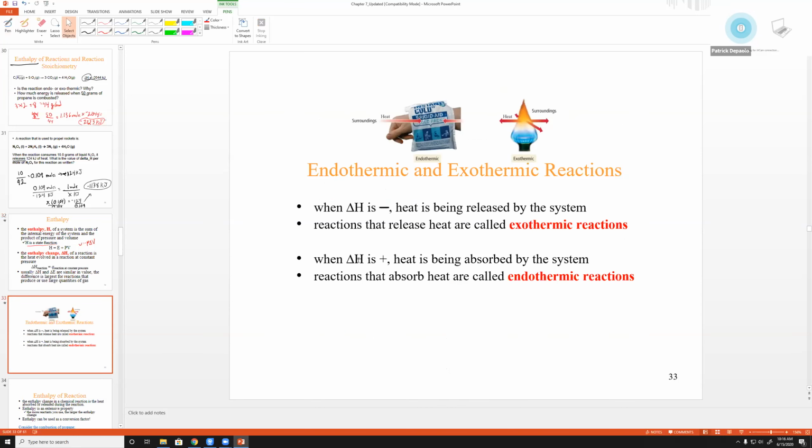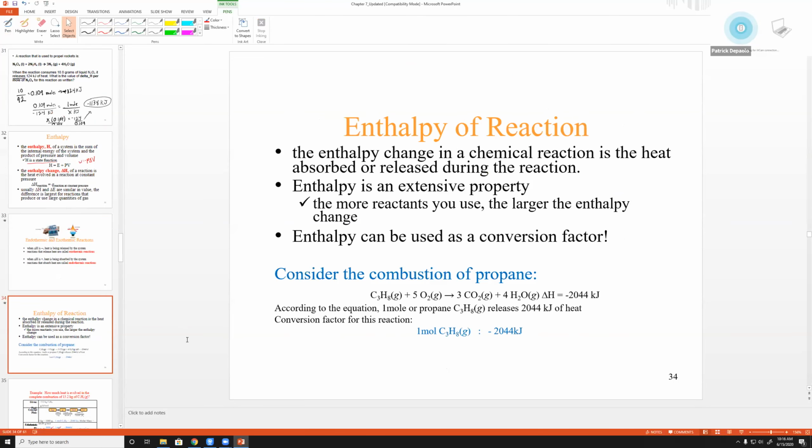So yeah, we know endothermic, exothermic. We covered that already. So, enthalpy of combustion. Let's do this one. This is important. We've seen this combustion before, of propane. So consider the combustion of propane. Also, we already used this information here, that enthalpy can be used as a conversion factor.